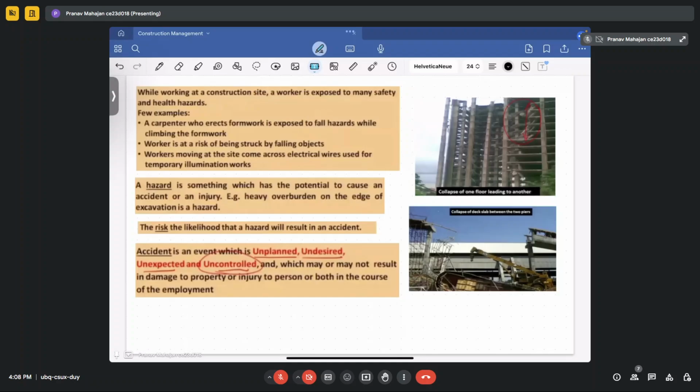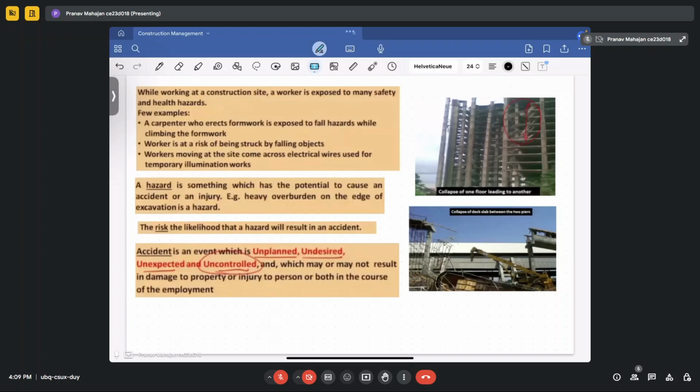So what is a hazard? A hazard is something which has the potential to cause an accident or an injury. For example, heavy overburden on the edge of an excavation is also a hazard. If you are excavating and digging a pit, and the worker digging that pit is inside it, then due to the heavy load, all the mud present outside the pit might collapse and the worker might get trapped inside that pit.